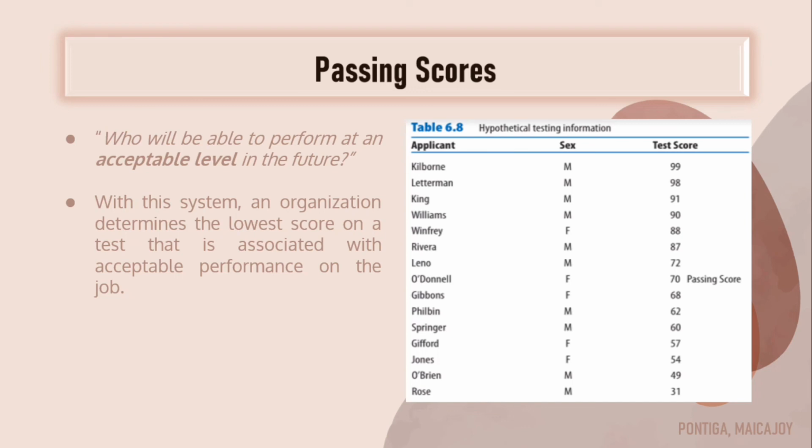And so as you can see po, kay O'Donnell po nag-start yung passing score na 70 hanggang kay Kilborn na high score na 99. So ang kagandahan po dito is kapag kailangan ng company ng female, pwede po nilang piliin or may chance na ma-hire si Winfrey na score ay 88 at si O'Donnell na ang score na 70 kahit hindi sila yung nakakuha ng mataas na score.